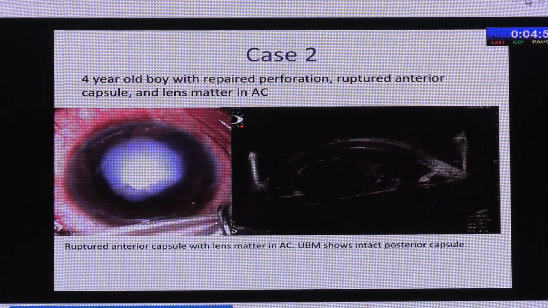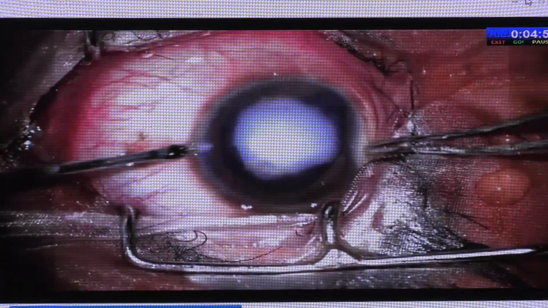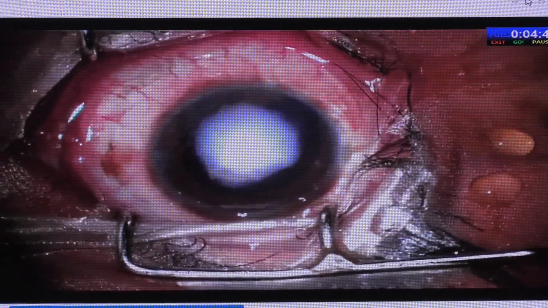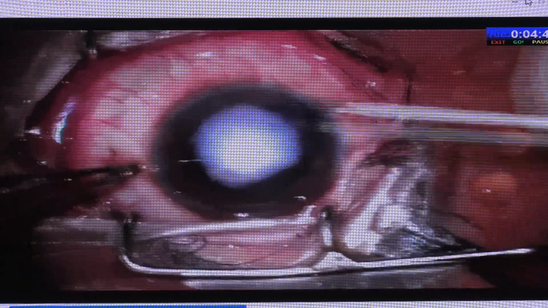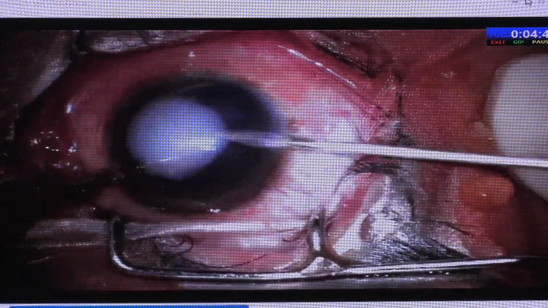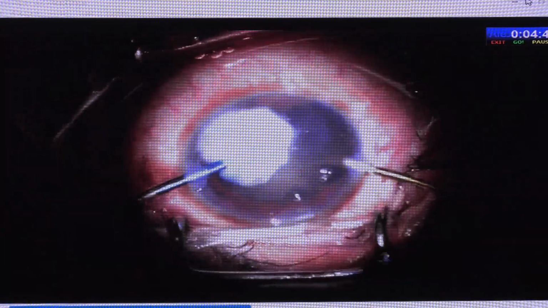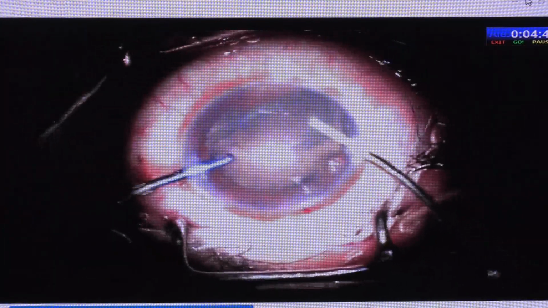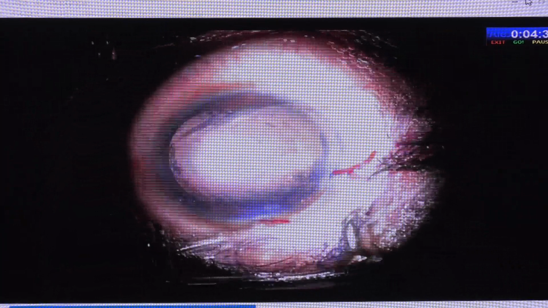Second case is of a 4-year-old boy with repaired perforation and ruptured anterior capsule. UBM shows an intact posterior capsule. After making MVR entries, bimanual irrigation and aspiration is used to remove lens matter. Nick is given in the posterior capsule and a manual PCCC is performed using microincision forceps.